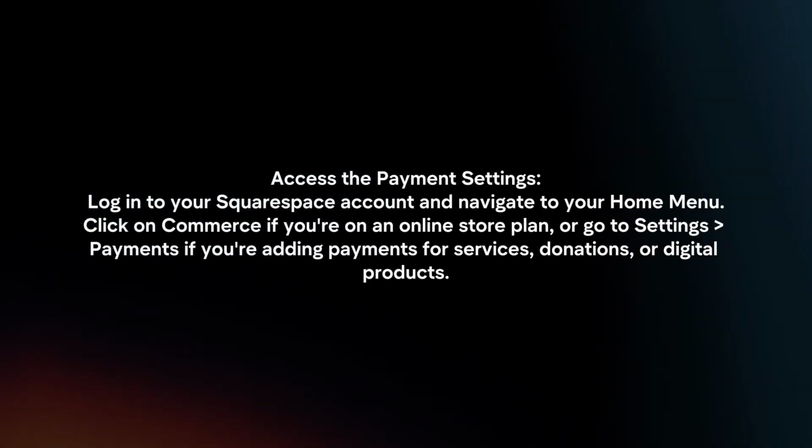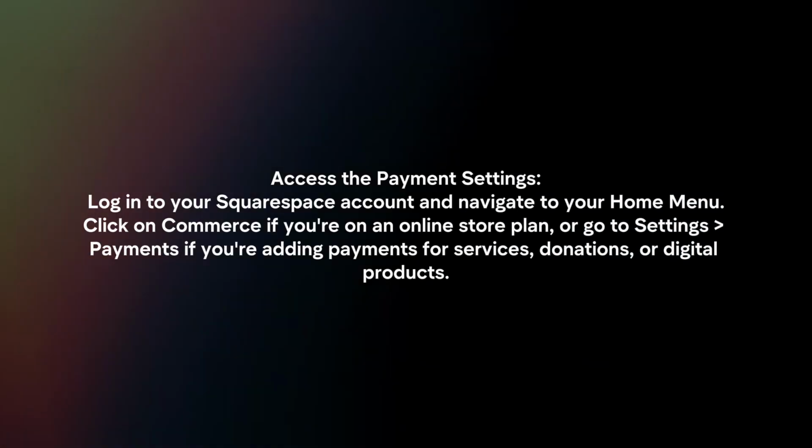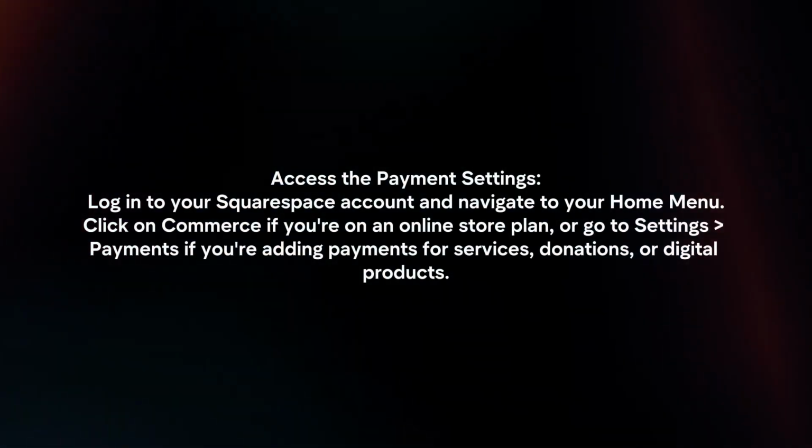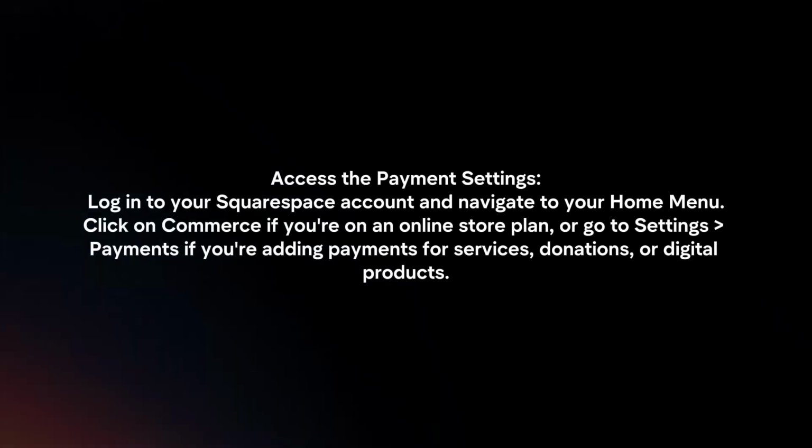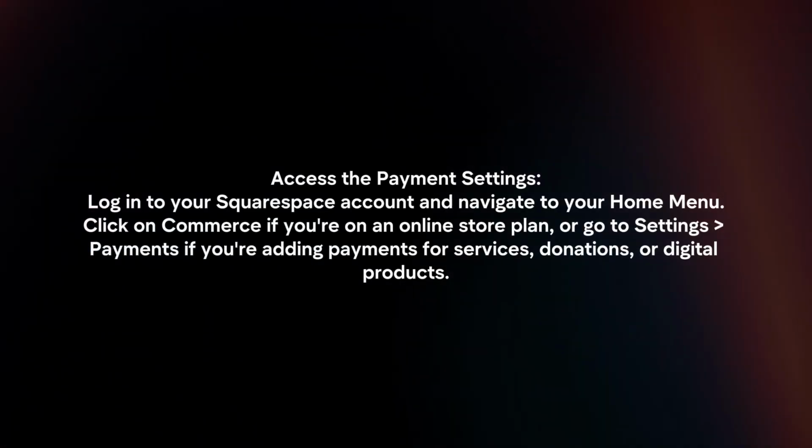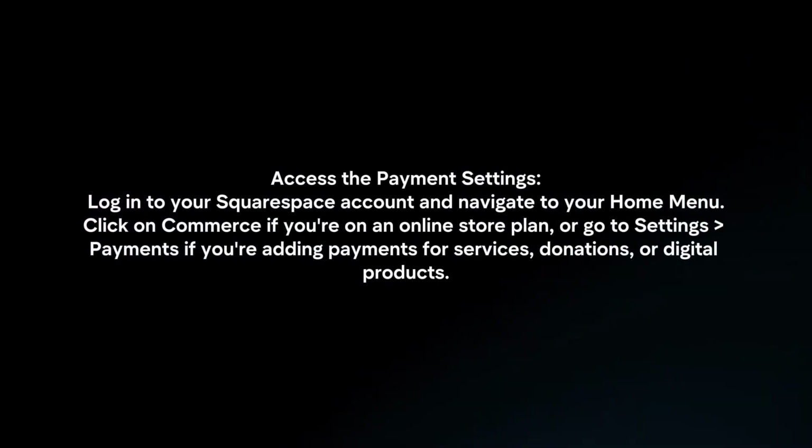Access the payment settings. Log into your Squarespace account and navigate to your home menu. Click on Commerce if you're on an online store plan, or go to Settings, Payments if you're adding payments for services, donations, or digital products.